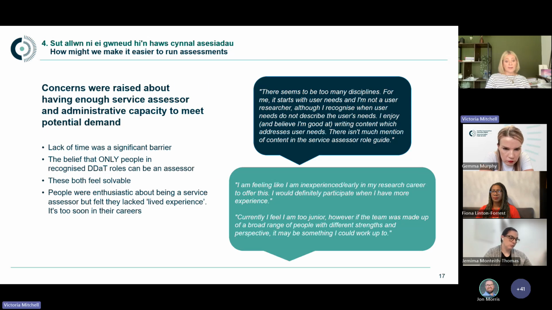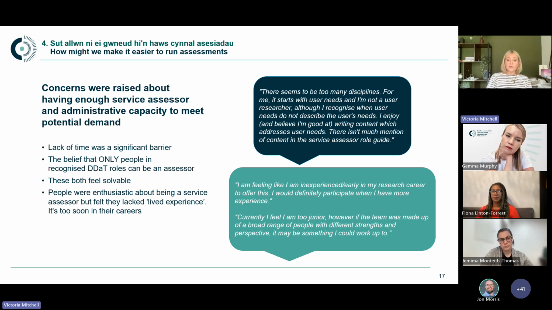Number 4, how might we make it easier to run assessments? It wasn't just teams being assessed that had concerns about capacity. Concerns were also raised about having enough service assessor and administrative capacity to meet any potential demand. You know that any service assessment offer can't be scaled without having a pool of suitably skilled and experienced assessors. And it's not immediately obvious where those people would come from.